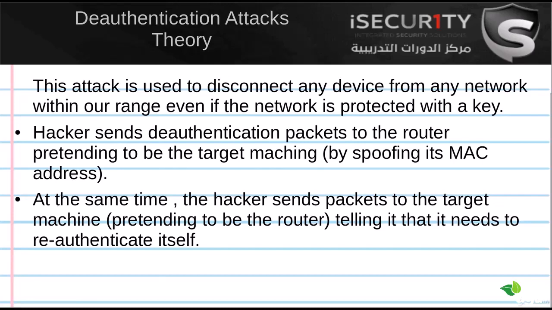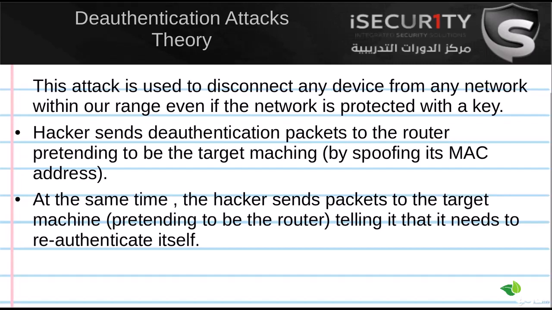The deauthentication attack is very useful. It allows us to disconnect any device from any network that is within our Wi-Fi range. To do this, we're going to spoof our MAC address to the target client's MAC address. The target client is the client that we want to disconnect. We're going to pretend to be him, and we're going to send a deauthentication packet to the router. So we're going to tell the router, I want to disconnect from you. At the same time, we're going to spoof our MAC address to the access point's MAC address, the router's MAC address, and tell the target client, the client that we want to disconnect, you need to re-authenticate yourself.